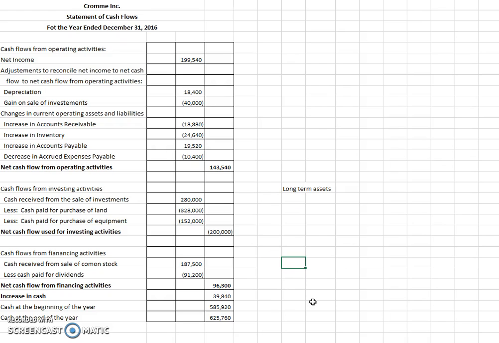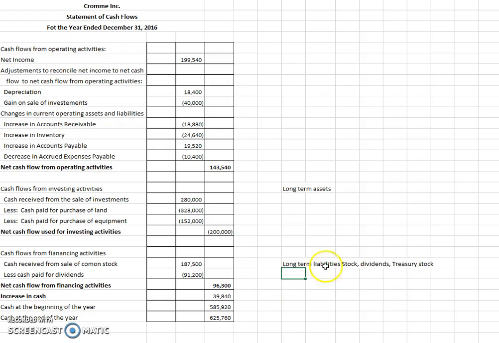Under financing activities, we're looking for everything that happened that we needed to finance our company for. So we're talking about long-term liabilities such as bonds, and also anything that happened to our stockholders' equity section, such as stock, payment of dividends, and any purchases or sellbacks of treasury stock. So that's what we're going to have down here.